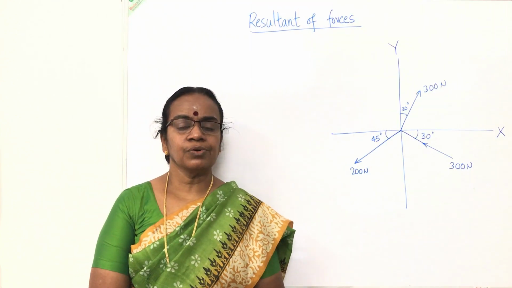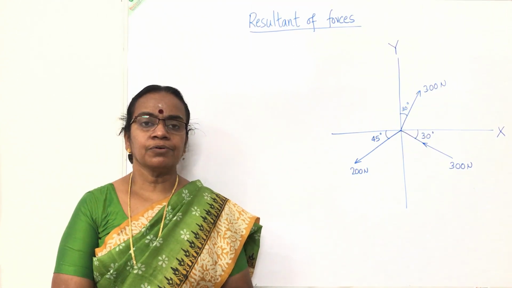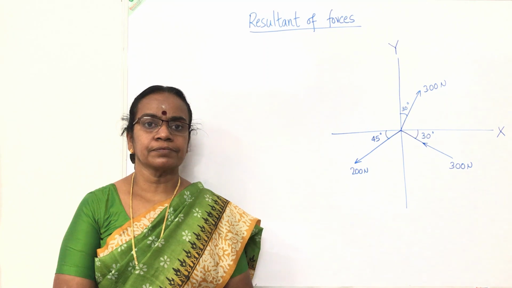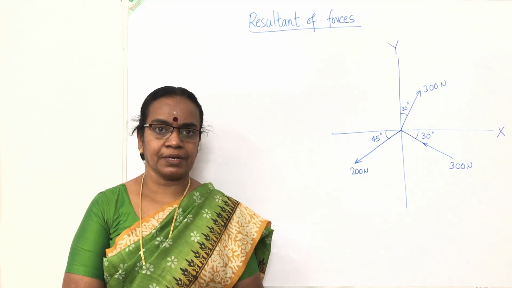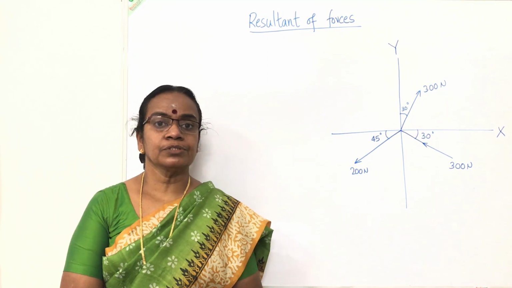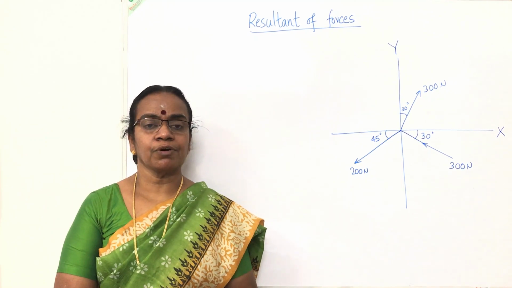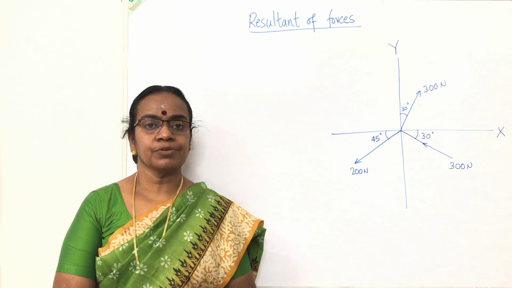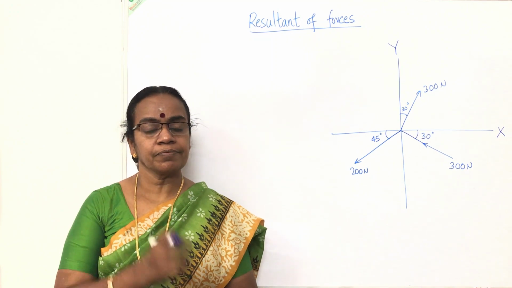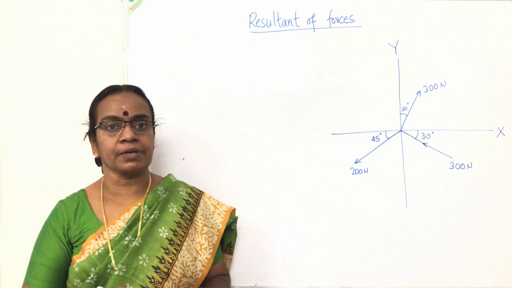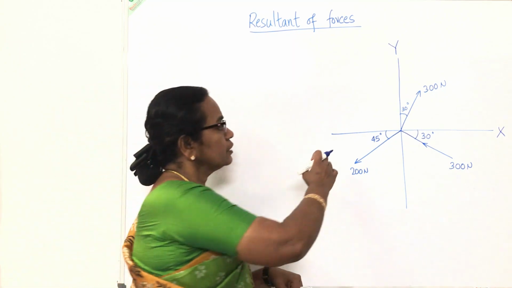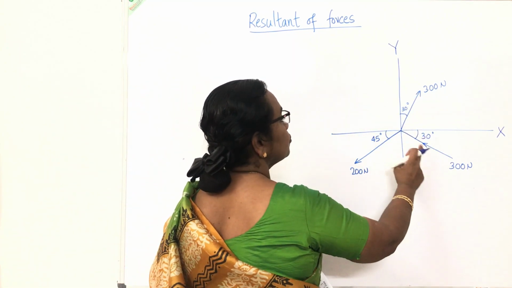So in the previous video, we have discussed how to find the resultant of a system of concurrent coplanar forces and how to resolve the forces, and based on the sum of the resolved components to arrive at the resultant forces. Going to illustrate it with the help of a numerical example. Consider a system of forces acting.